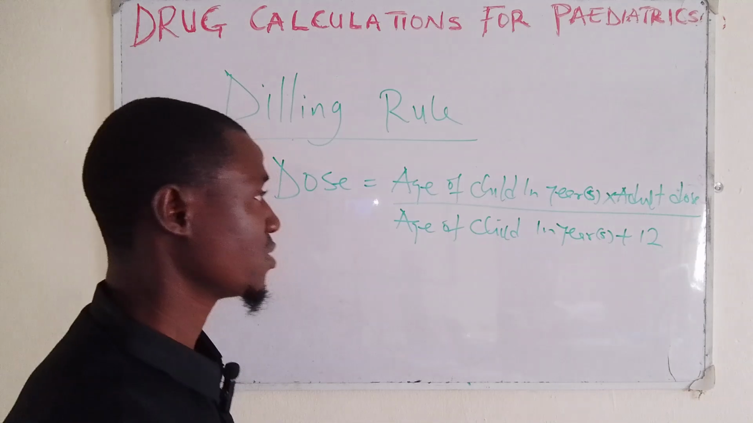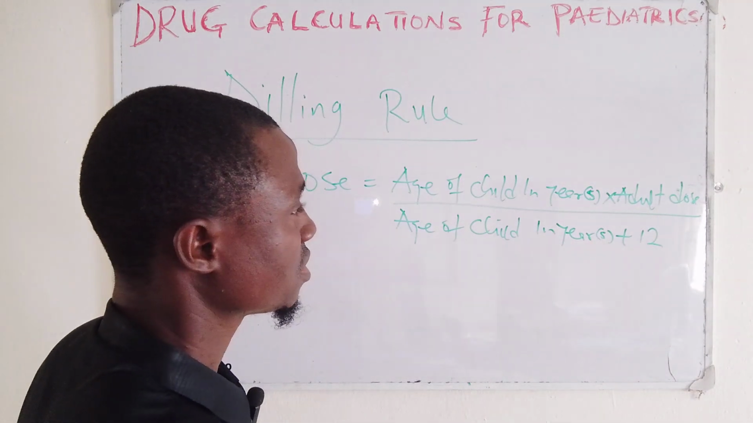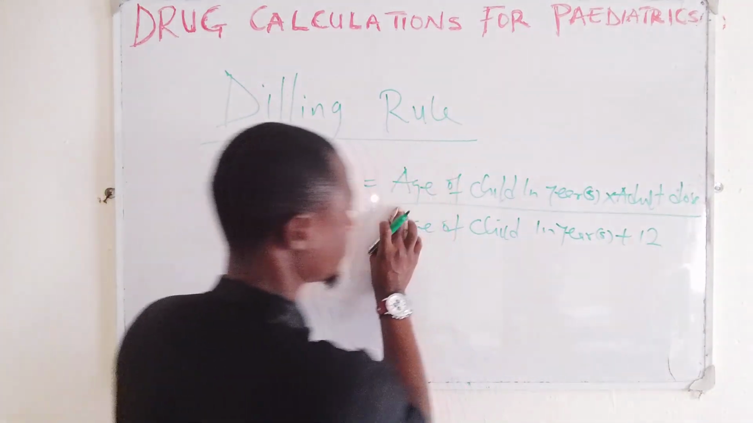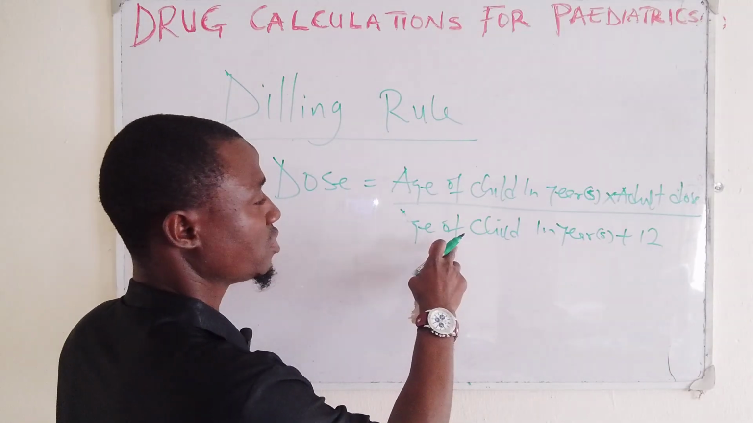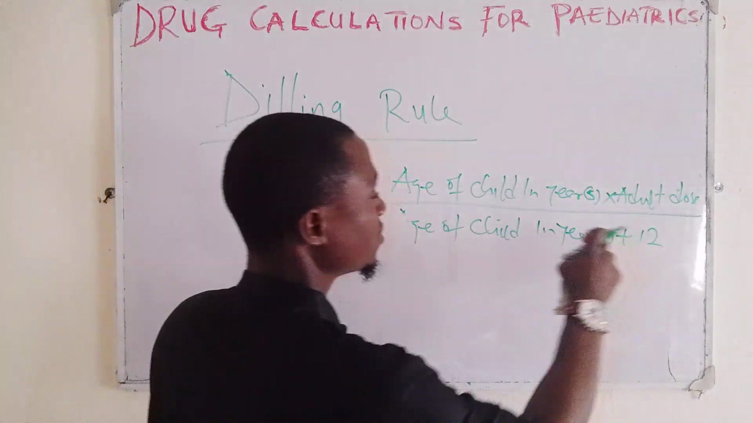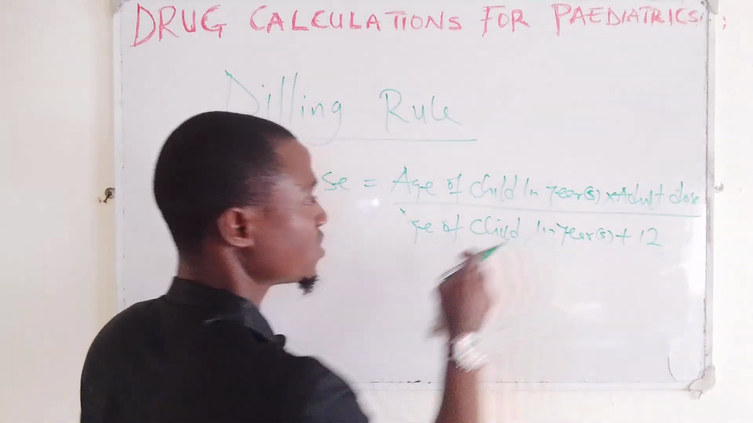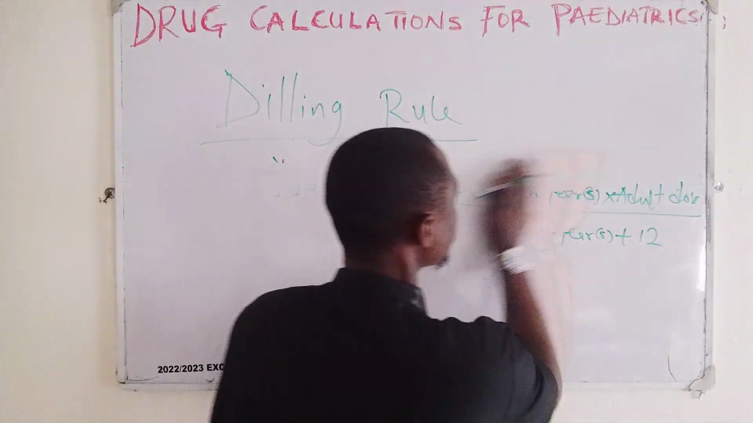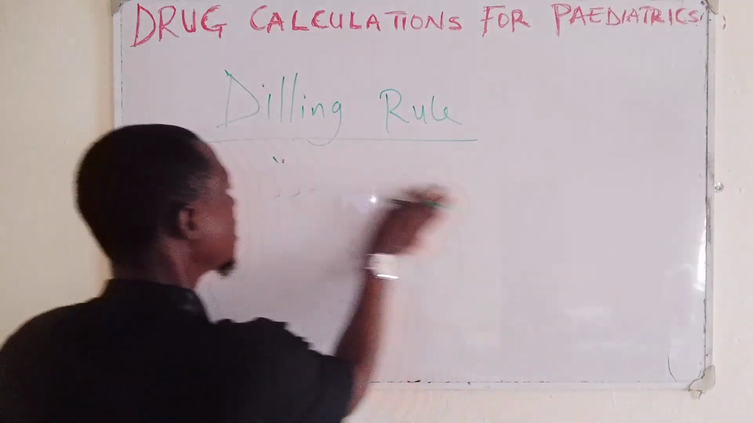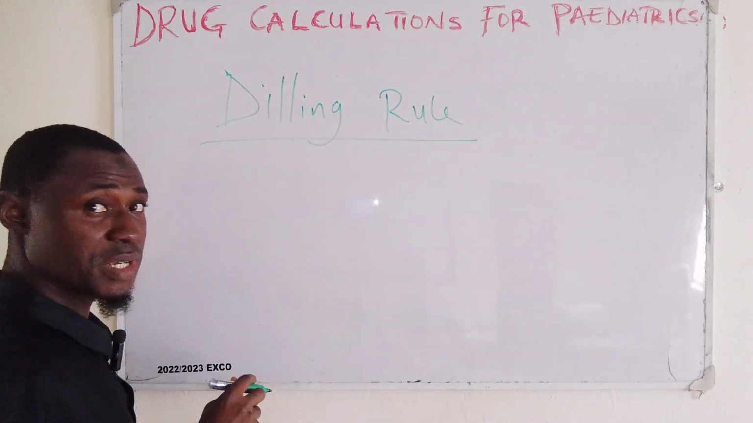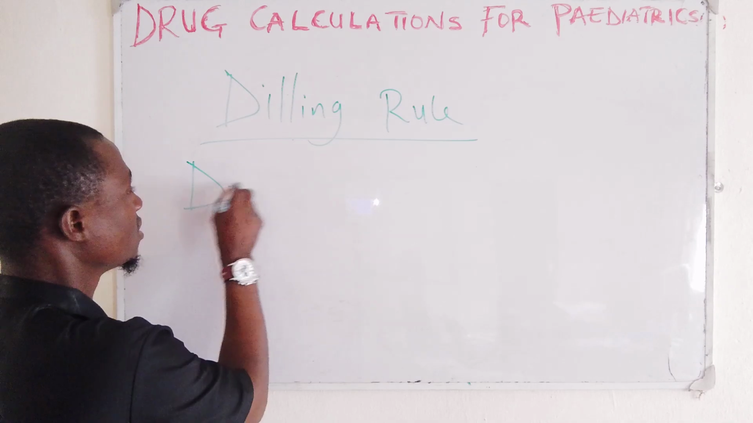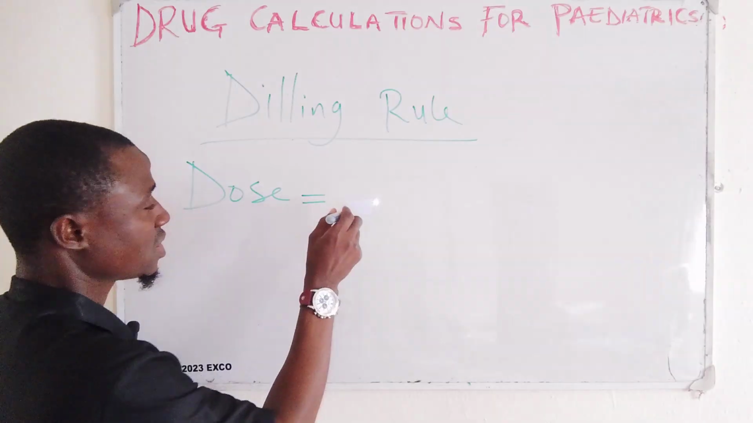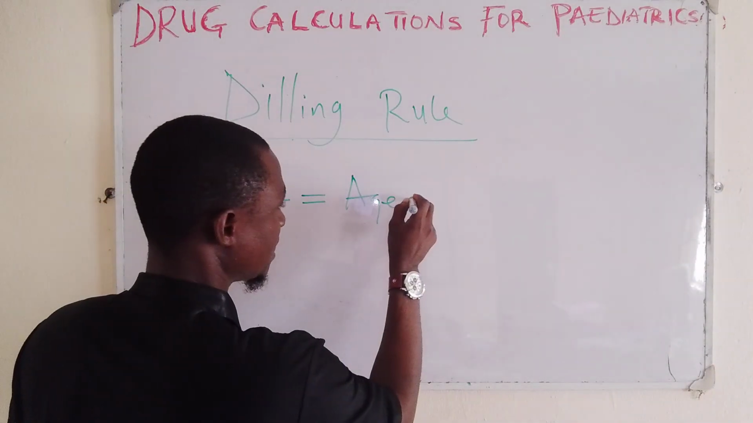Now, the major difference between this and the Dilling's rule is with regards to the denominator. In Young's rule we have age of child in years plus 12, but for Dilling's rule this denominator is not the same, while the numerator is the same. So let's quickly take down the formula we can use to calculate dose based on Dilling's rule. The dose of a drug to be administered to a child is given by the age of that child.